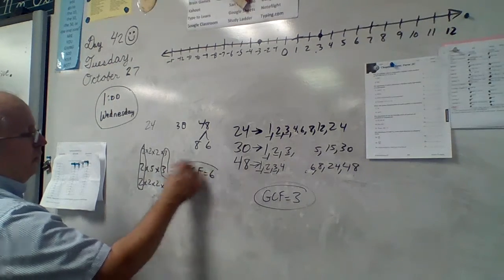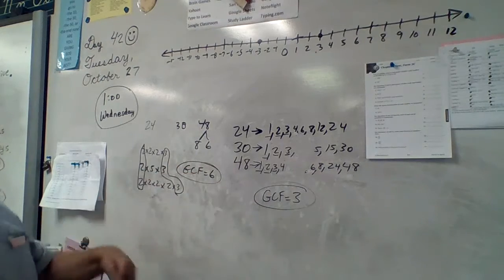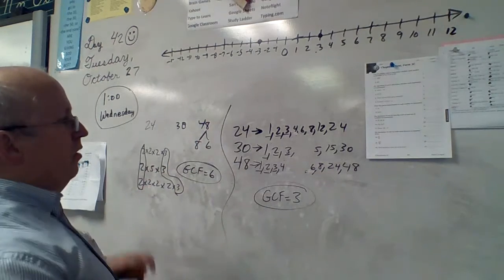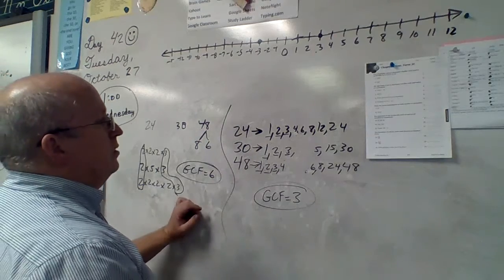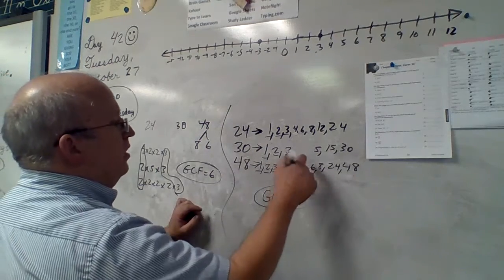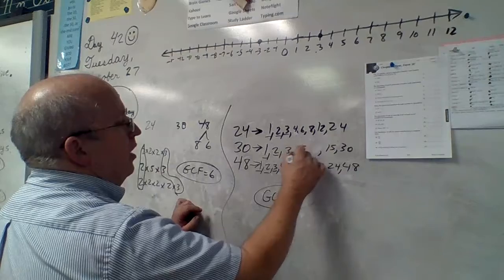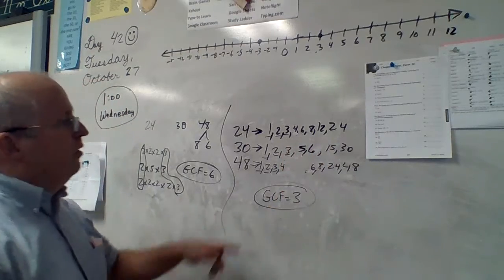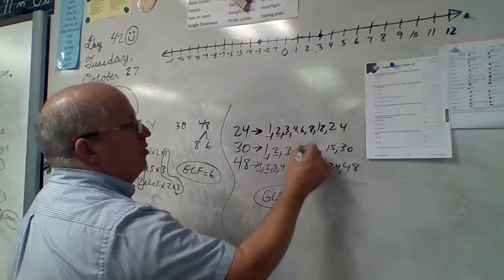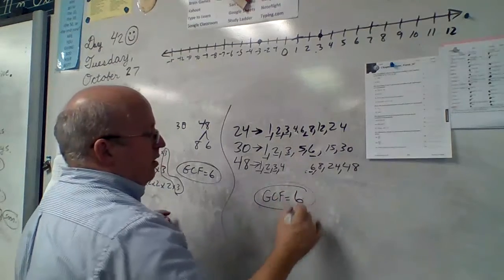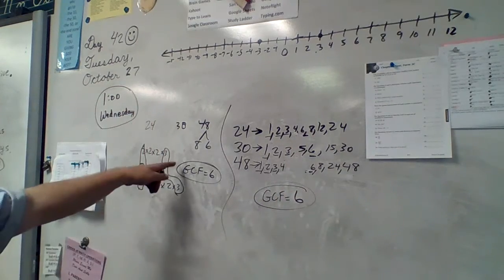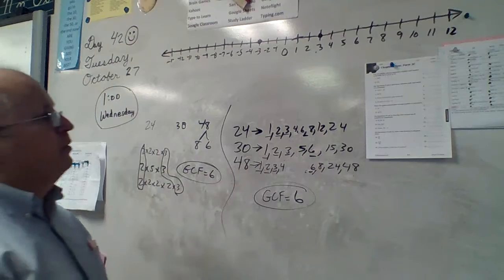Guess what? I made a mistake. I made a mistake over here. I missed a set of factors, didn't I? Where did I miss it? I missed it right here. 5 times 6 is 30. So 6 is a common factor of all of these. My mistake. Sorry. Greatest common factor is 6 in this particular case.